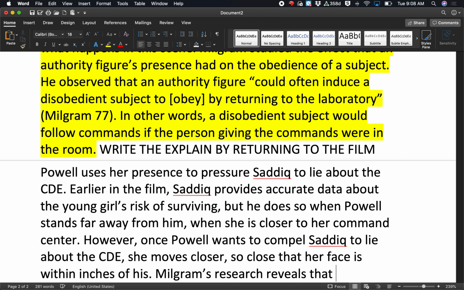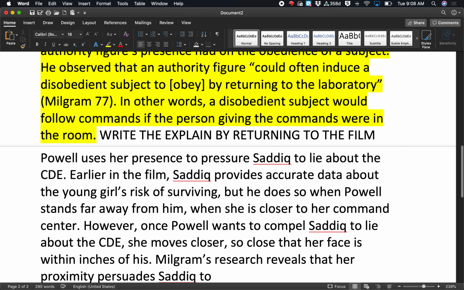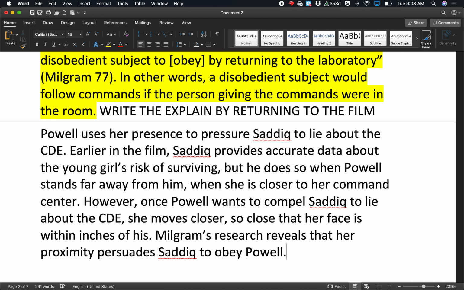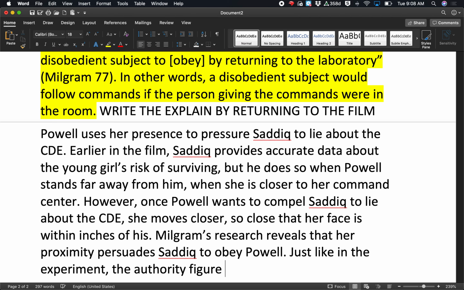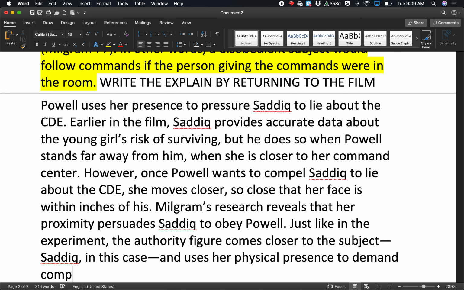Milgram's research reveals that her, here's a nerdy term that I don't get to use that often, her proximity persuades Sadiq to obey Powell, just like in the experiment, the authority figure comes closer to the subject, Sadiq in this case, and uses her physical presence to demand compliance.